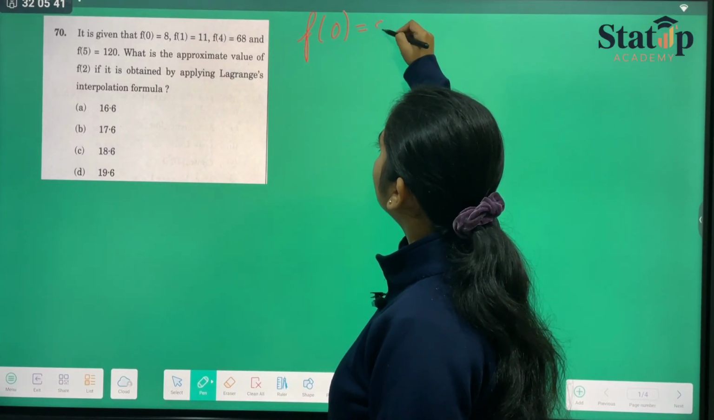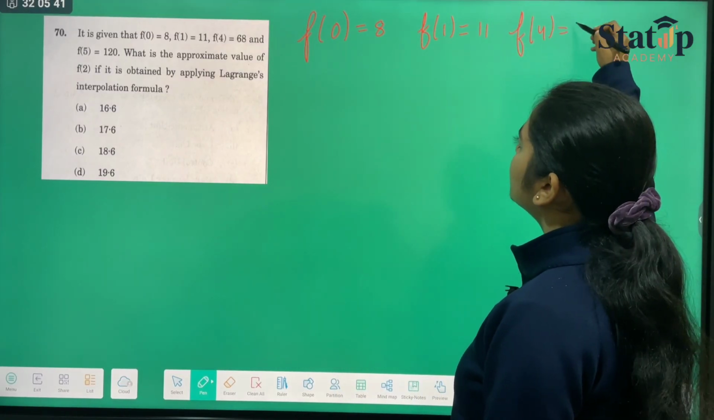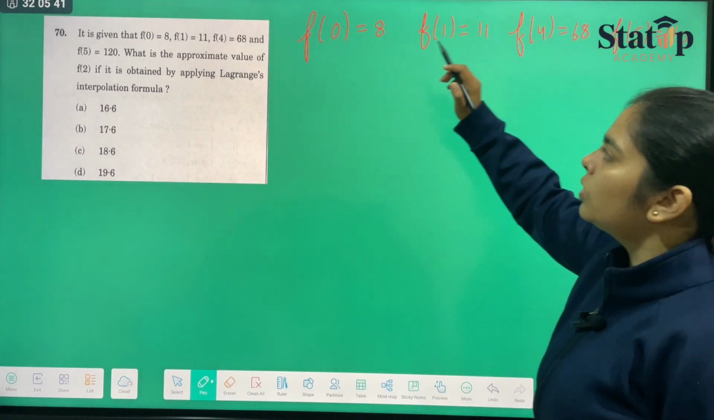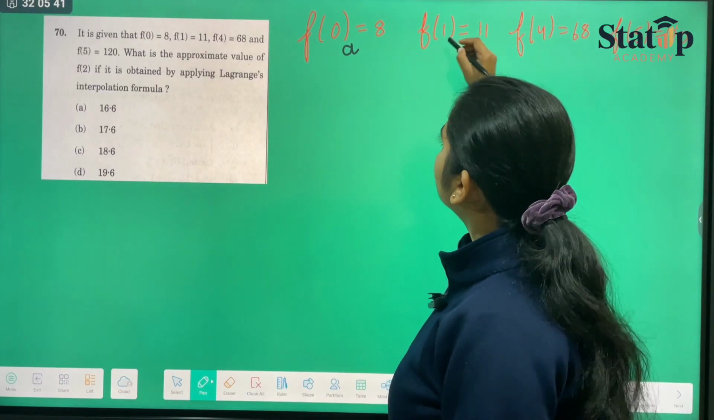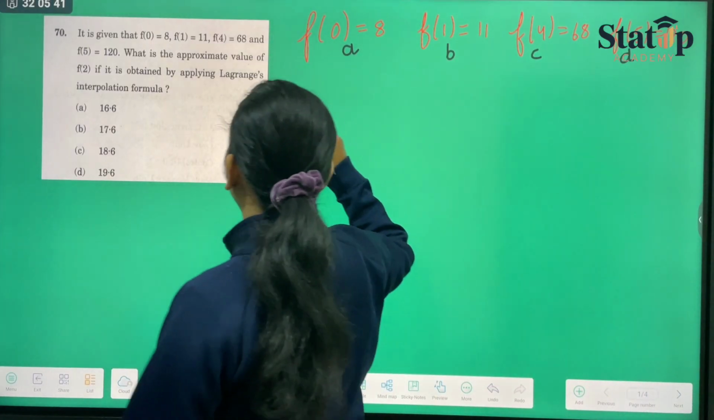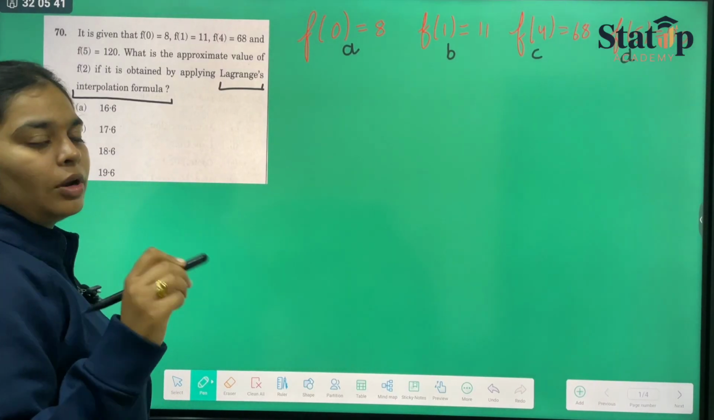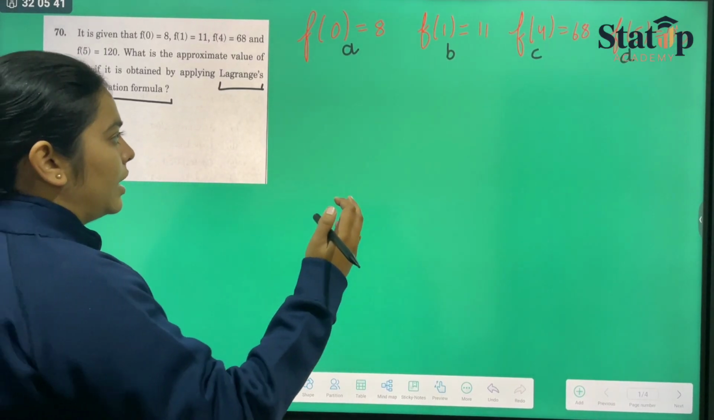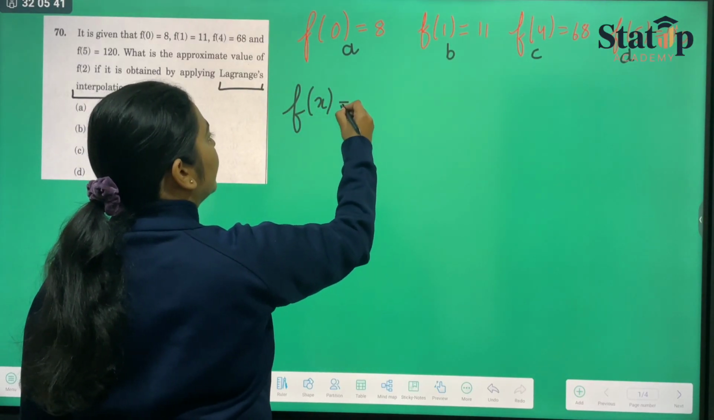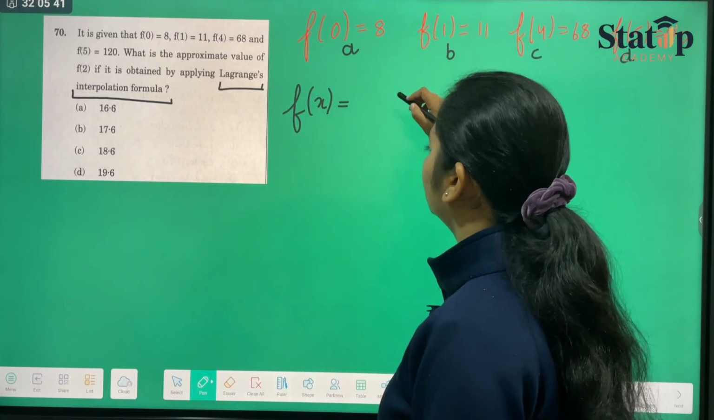Suppose we have been given f0 equals 8, f1 equals 11, f4 equals 68, and f5 equals 120. Now we can take these as A, B, C, and D. If you haven't seen the video of Lagrange's interpolation formula, you can go to the previous lecture. I'm directly writing the formula. If we have to find any fx, then the Lagrange's interpolation formula is, here we have 4 values, so I will write up to the 4th term.